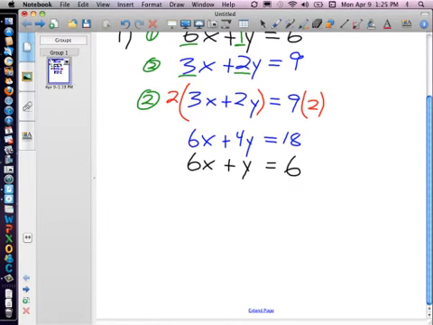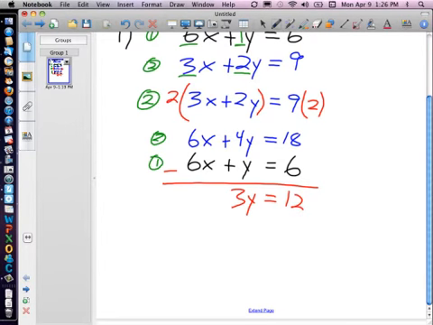Now, notice in the beginning of the problem, equation 1 was on top, equation 2 is on the bottom. It doesn't matter what's subtracted or added to what. I can put them in any order I want. In this case, equation 2 is on top and equation 1 is on the bottom. Now I'm going to subtract, and 6x minus 6x, those go away. Those are now eliminated. 4y minus y is 3y, and 18 minus 6 is 12. We're going to divide both sides by 3, and we get y equals 4.